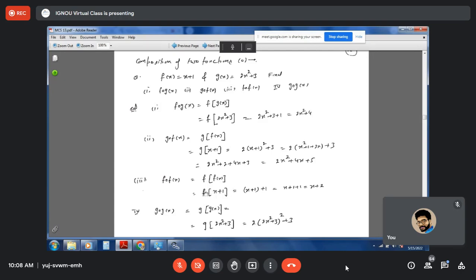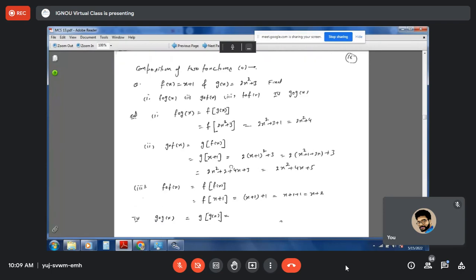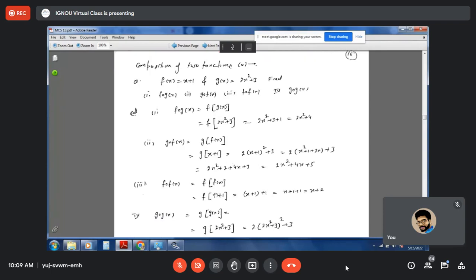What does this line mean? It means in F, replace every x by x plus 1. Now here we write in place of x, x plus 1, then this plus 1, then this plus 1. And the answer is x plus 2.